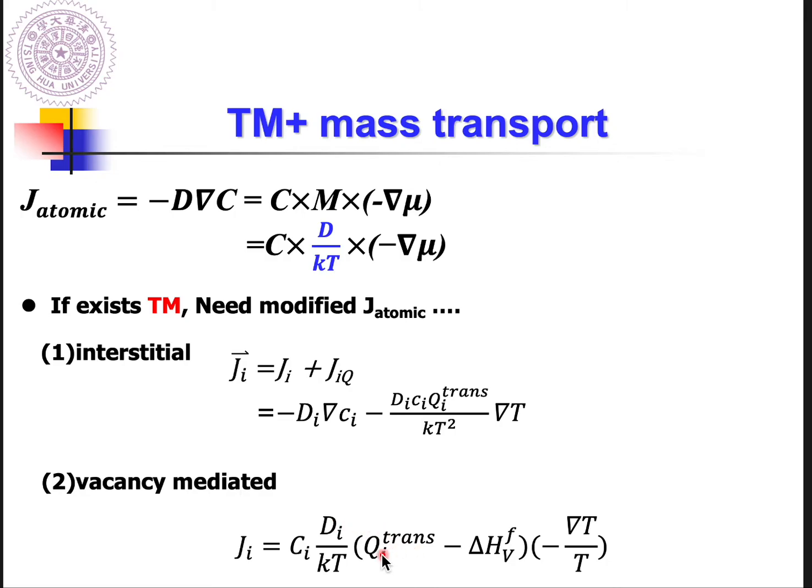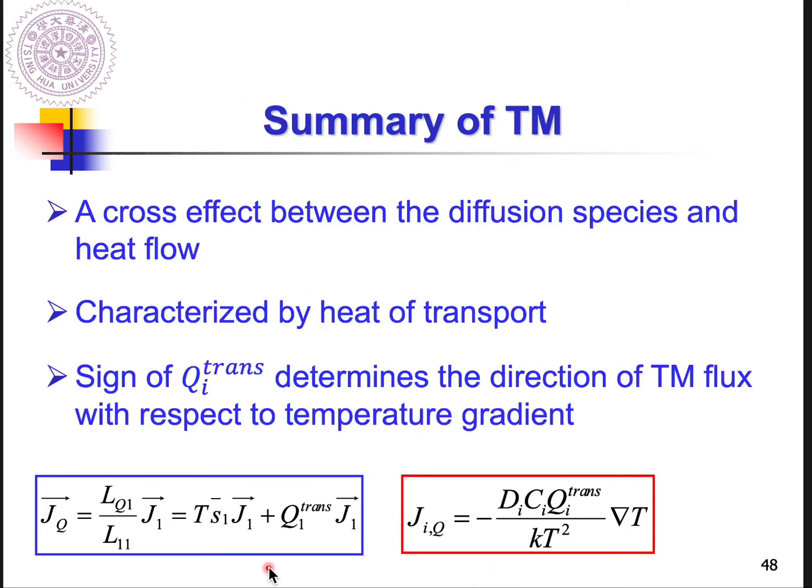In this case, in addition to considering the thermal migration effect, you need to consider the vacancy gradient effect and put it here to modify the atomic flux. Okay, so I give you a summary here of thermal migration.